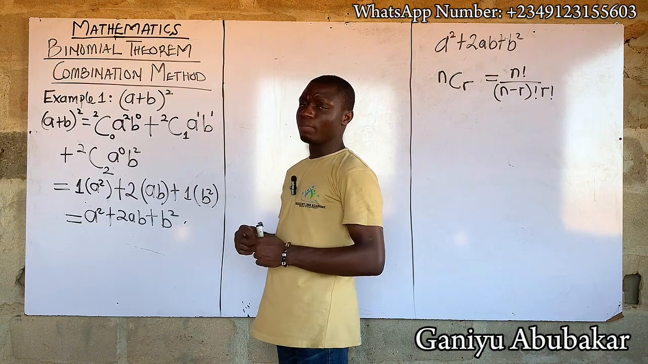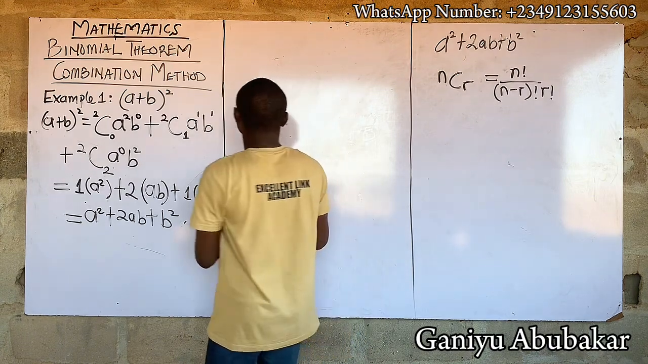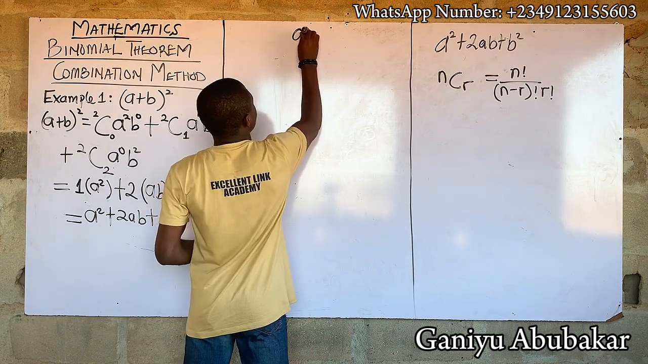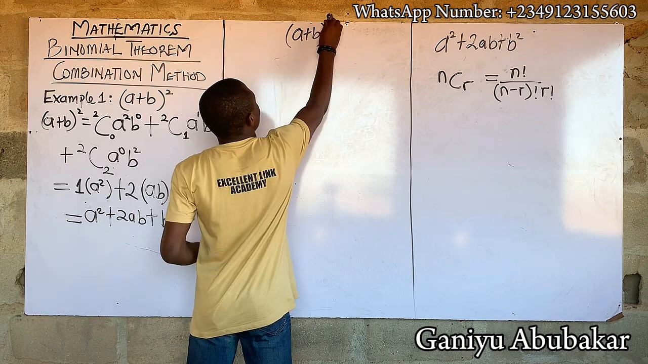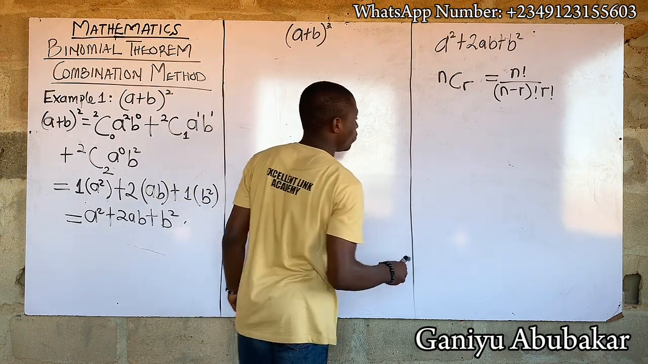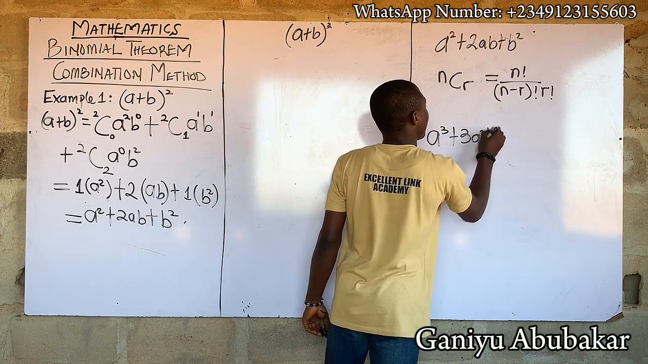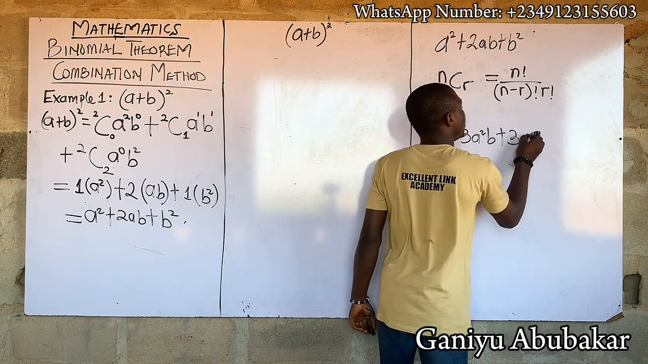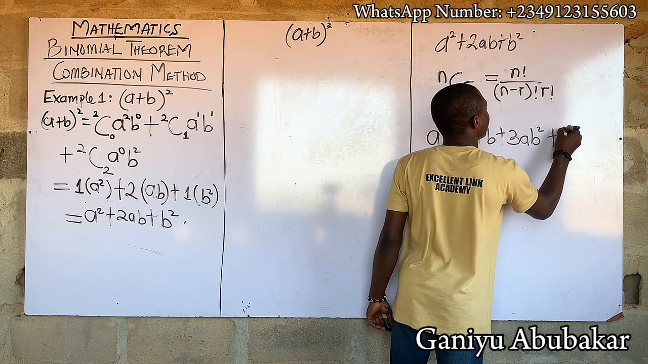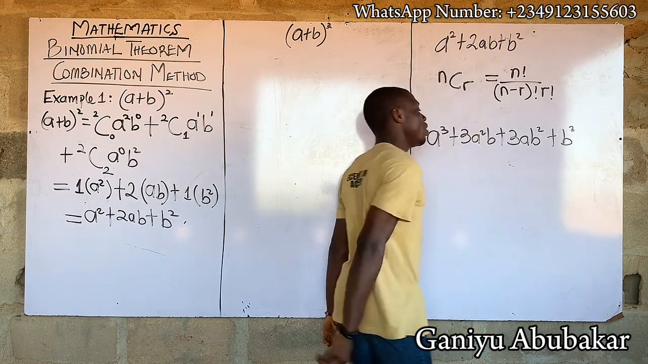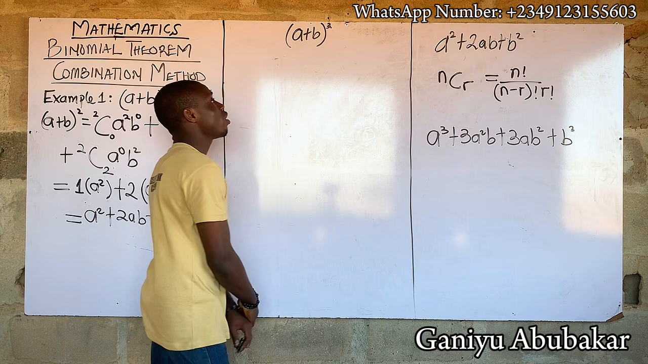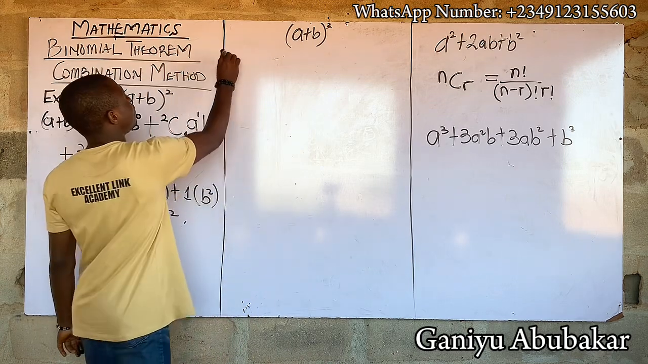Let's take one example and we're off. Let's say I have to expand (a plus b) all cubed. When we expanded this last class, we had a cube plus 3a squared b plus 3ab squared plus b cube. Let's now expand this one using the combination method. We said it's very simple.